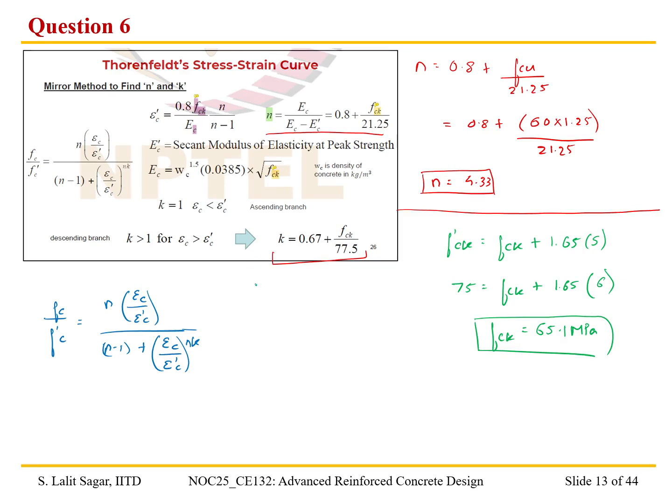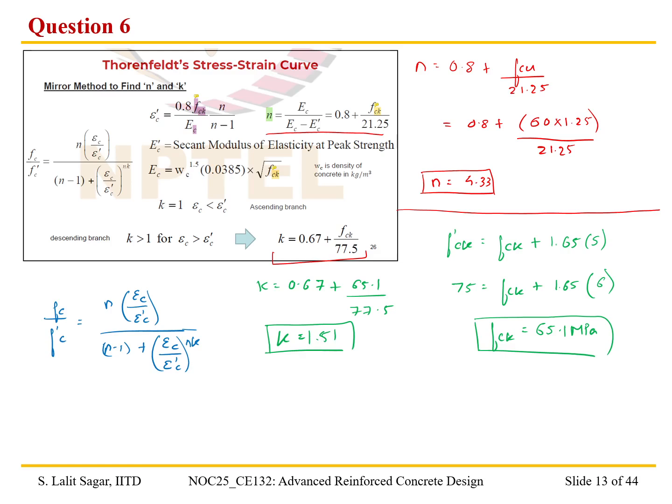Okay, so now we have the value of n. Let us find out the value of k, right? K is equal to 0.67 plus 65.1 divided by 77.5. So I'm getting a value of 1.51. So the value of k is 1.51. So we need to plug these values n and k in this equation.